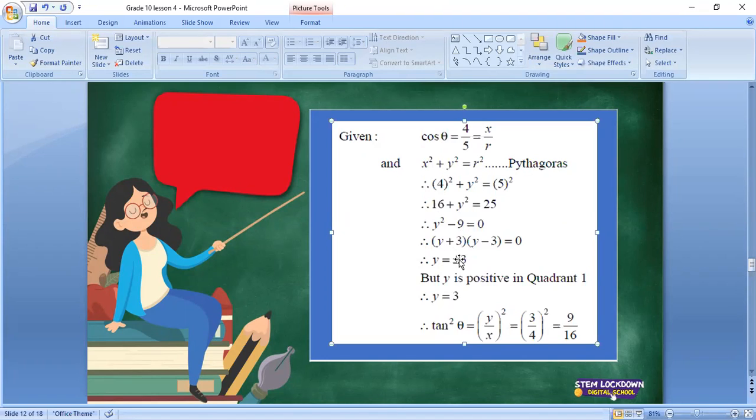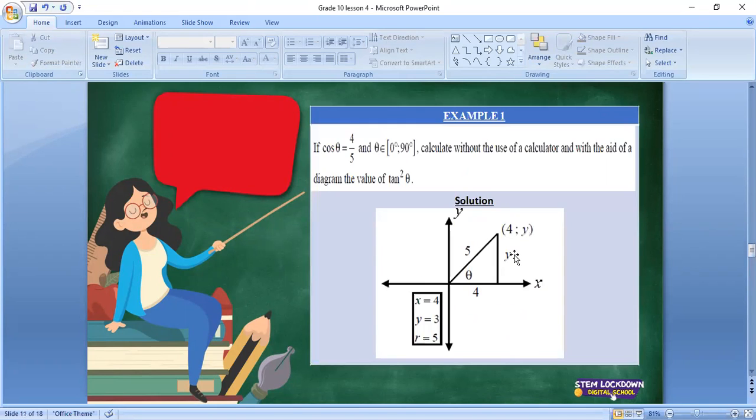So that means there are 2 values there. But the positive one is our solution. Okay, the positive one is our solution, because in the first quadrant, that means we take positive 3 as our y. That means our y is what? Positive 3. So if y is positive 3 now, then we have completed the whole triangle. And after that, we can now solve for whatever we need to solve for.